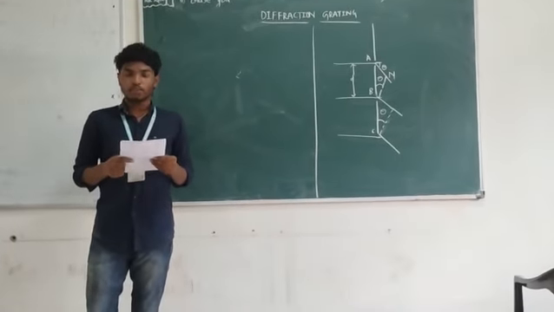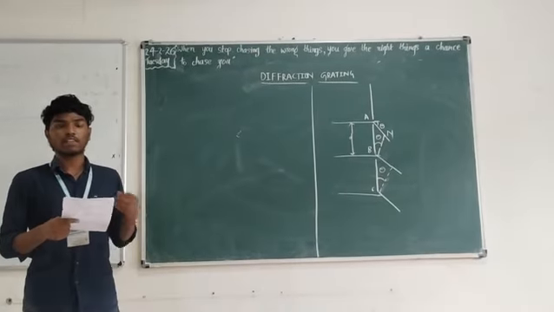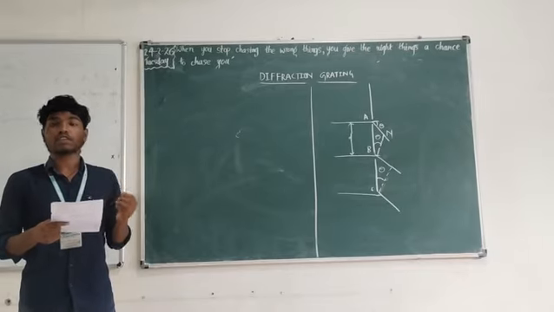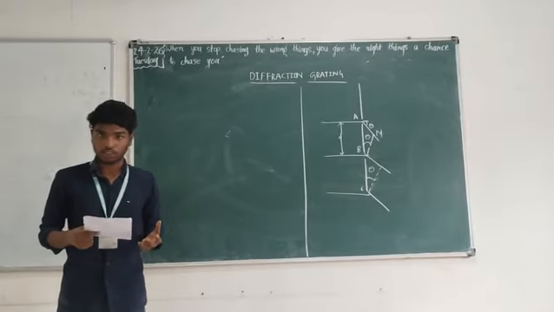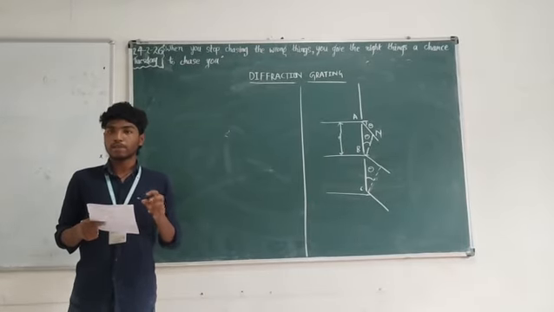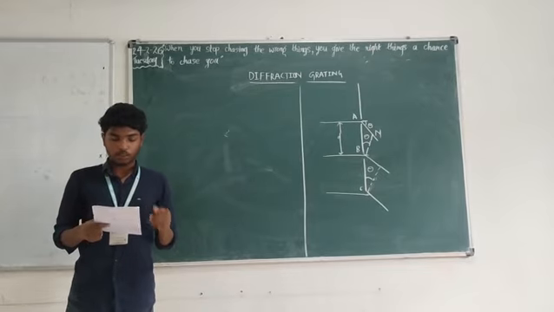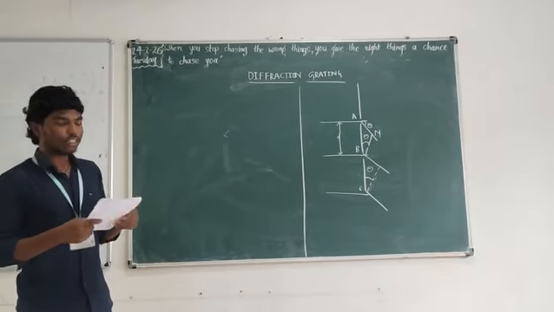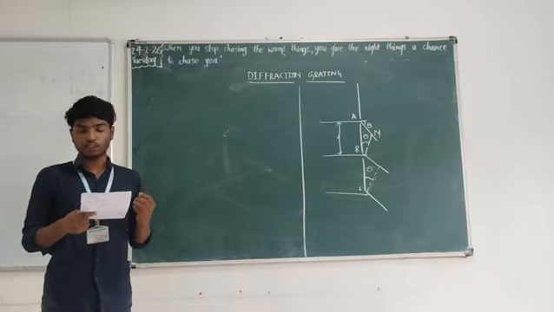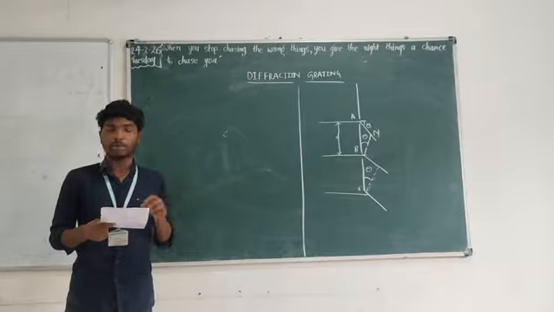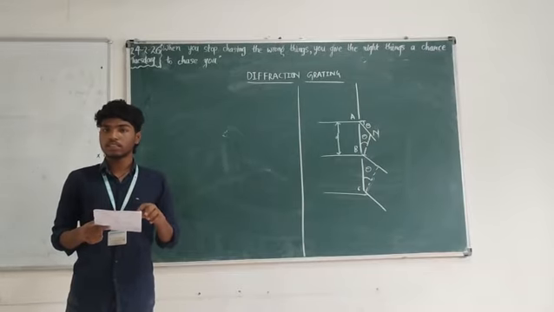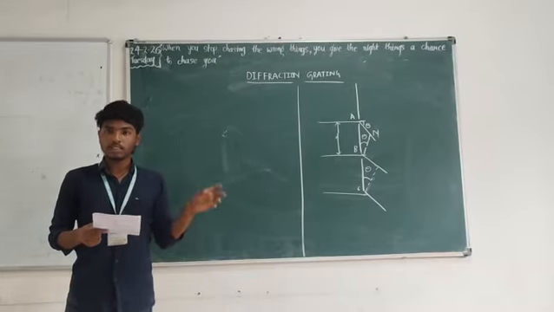Good morning everyone. So today we are going to see the main topic of diffraction grating. We already know what diffraction is. Diffraction means splitting of light. A diffraction grating is an optical instrument that separates polychromatic light into its constituent wavelengths. Polychromatic light means light of different wavelengths.